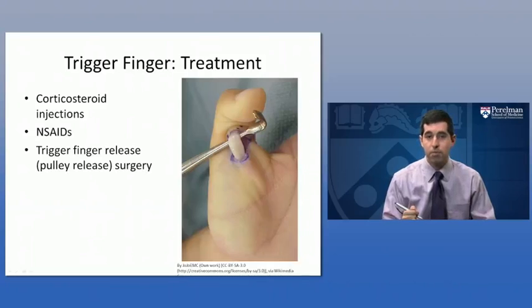So that's trigger finger, as well as de Quervain tenosynovitis, and we talked about Dupuytren's contracture. In the next lecture, we're going to move to some limb deformities and start discussing the embryology and development of the upper limb. See you then.